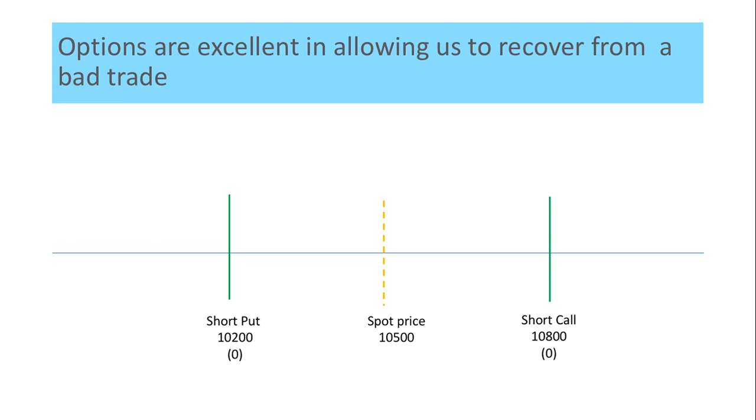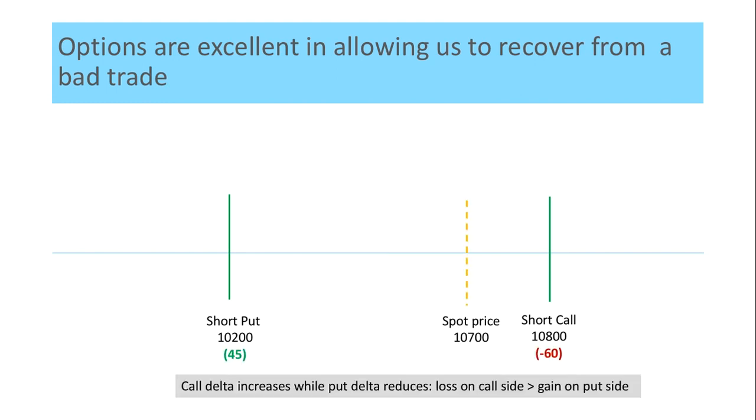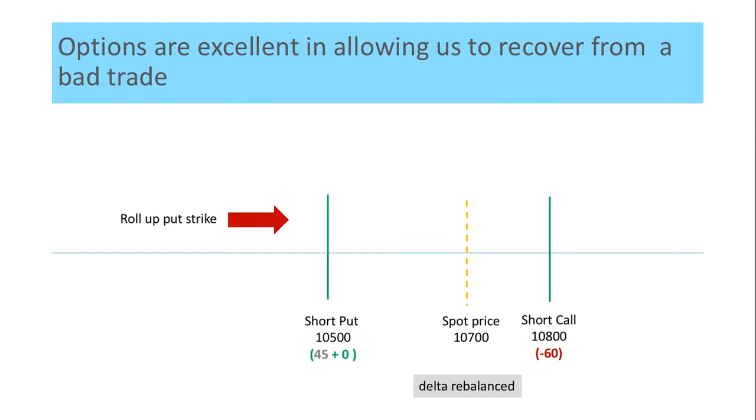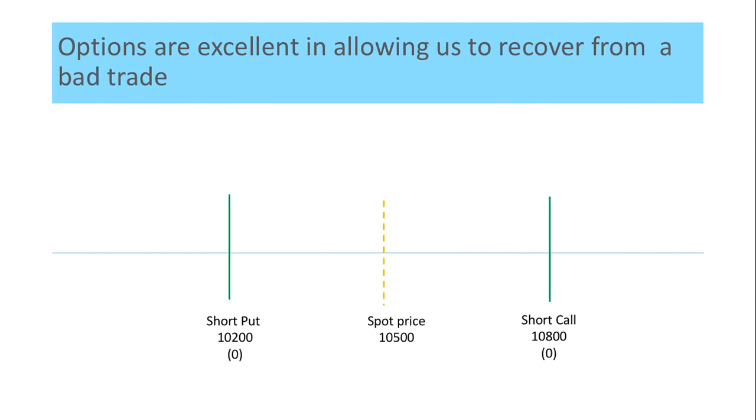Now we will see, as the option price changes, how the PNL of each leg of this triangle changes, and how we can recover if one of the legs is going bad. So let's say now the spot price is trending upwards.